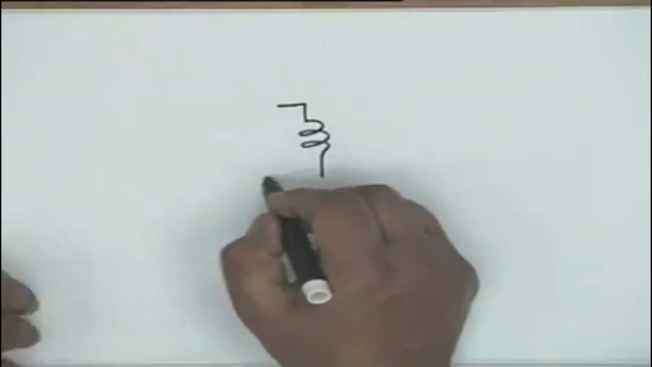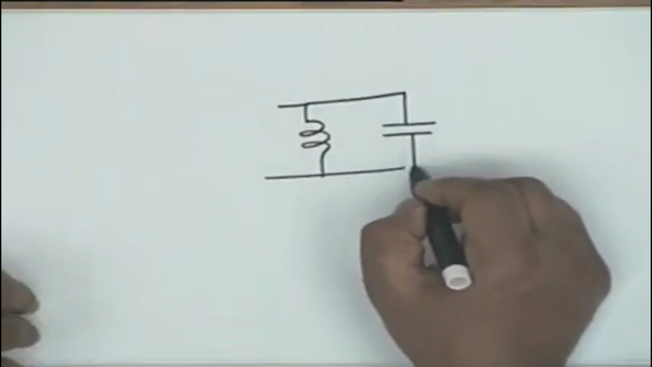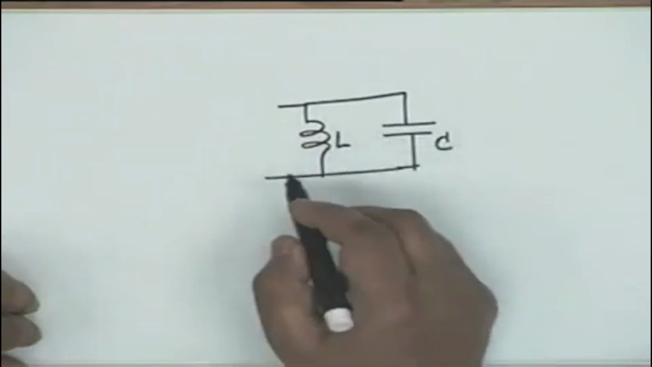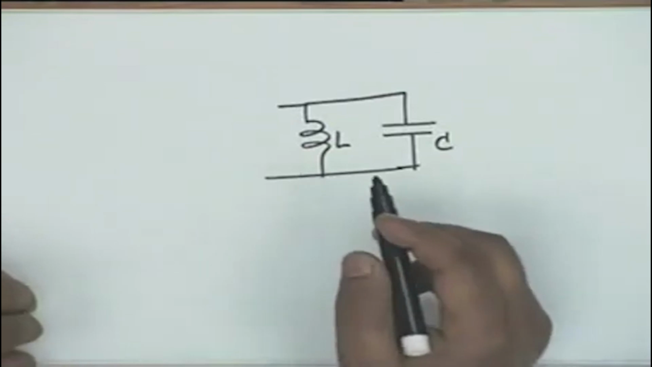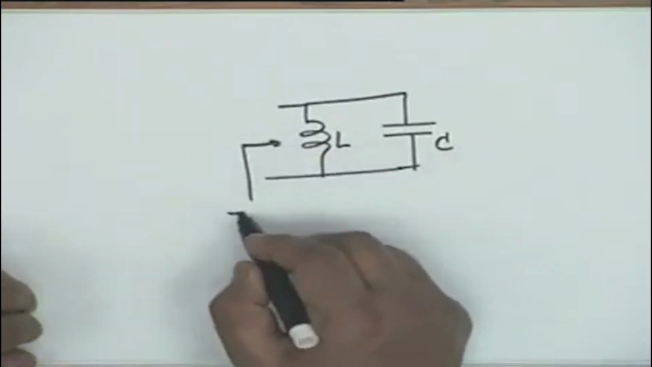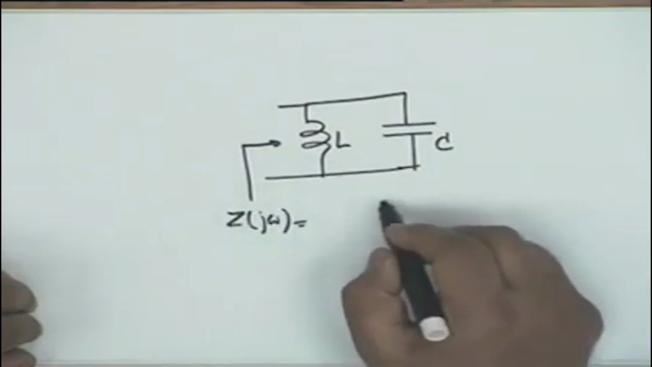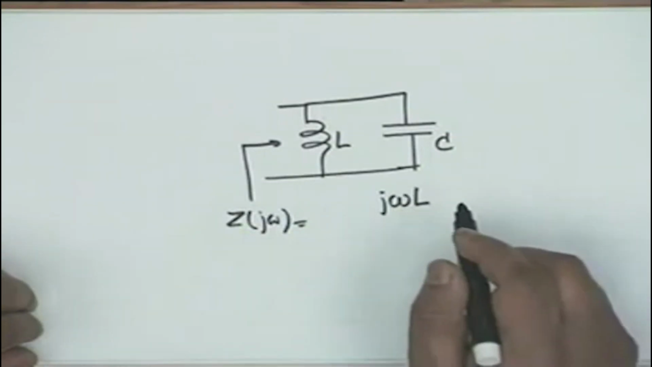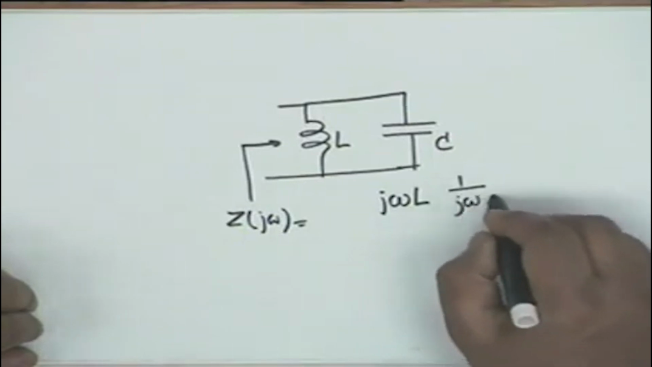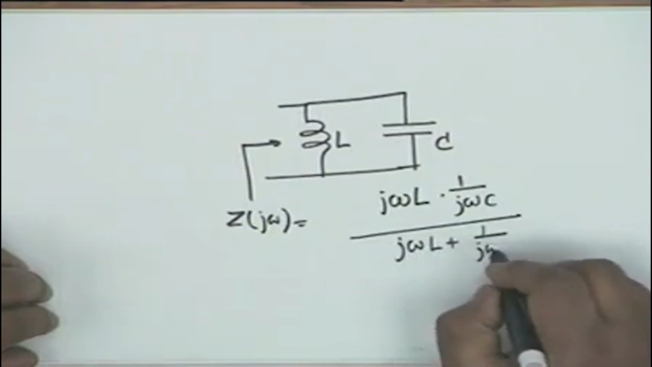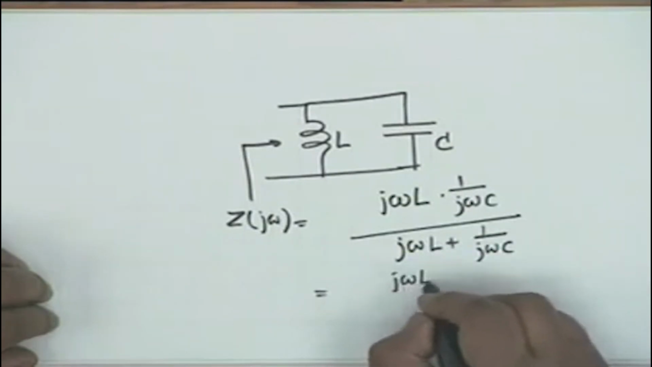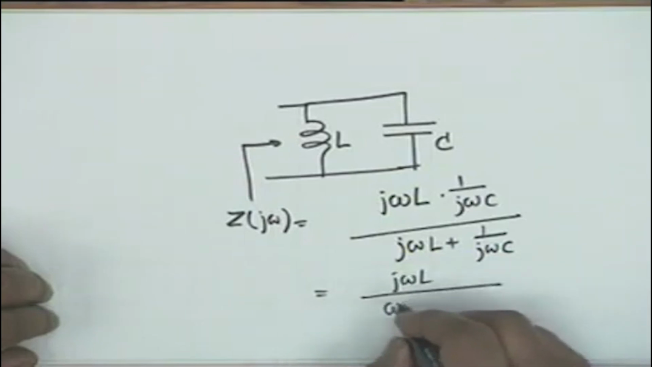To take another example, suppose we have an inductor L in parallel with a capacitor C. Then I can either find the impedance or I can find the admittance. Suppose we find the impedance, then Z of j omega shall be equal to j omega L multiplied by 1 by j omega C, exactly like resistances, divided by j omega L plus 1 over j omega C, which is equal to j omega L divided by 1 minus omega squared LC.